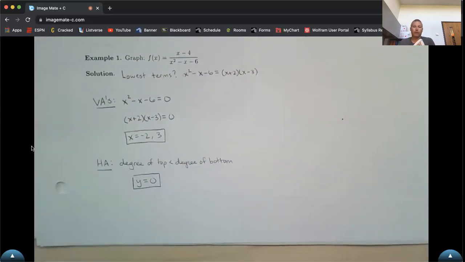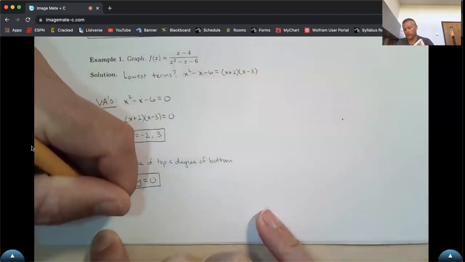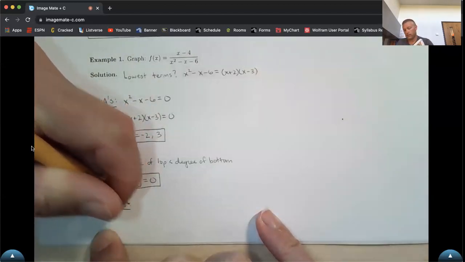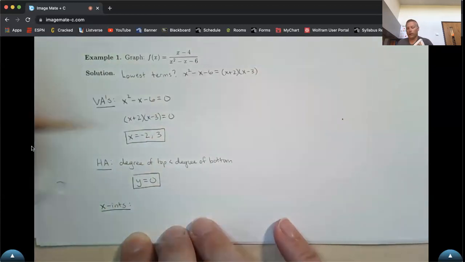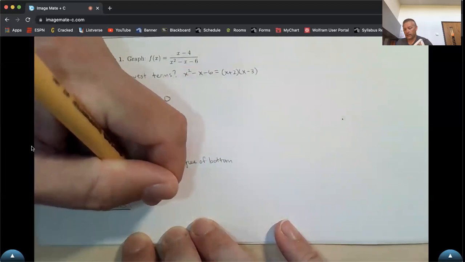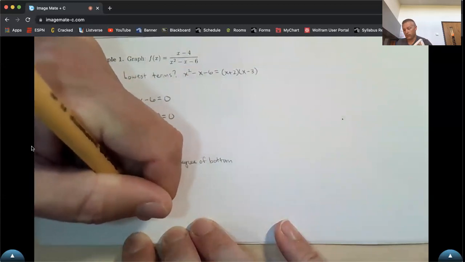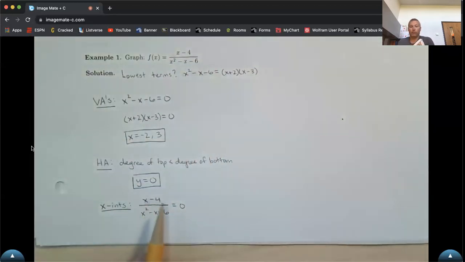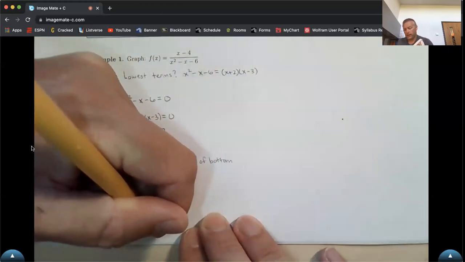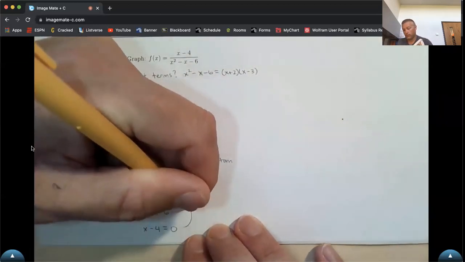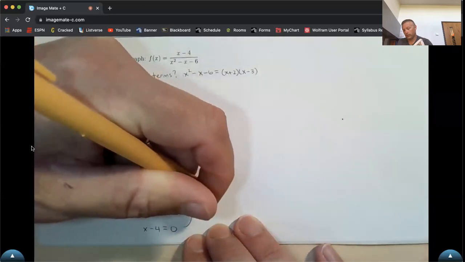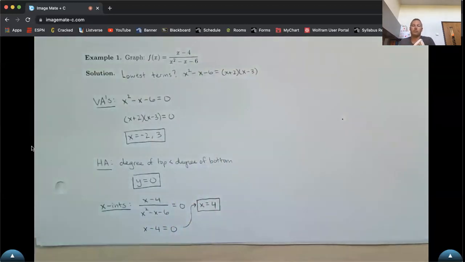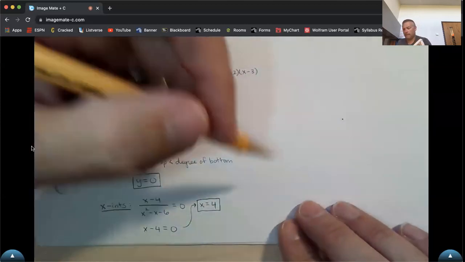Next thing we look for are intercepts. So let's see if there's any x-intercepts here. So x-intercepts are found by letting y equal 0. In other words, letting x minus 4 over x squared minus x minus 6 equals 0. Because this is the formula for the y coordinates. But the only way a fraction can equal 0 is if the top itself is 0. So we must have x minus 4 equals 0, or x equals 4. So that's our x-intercept.